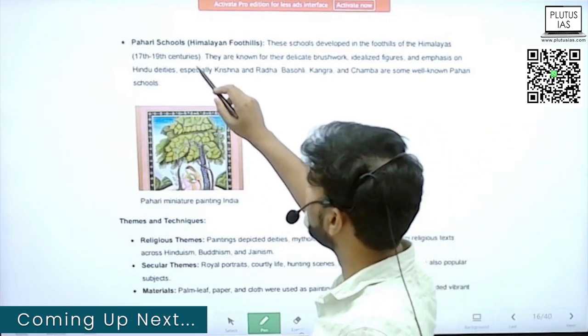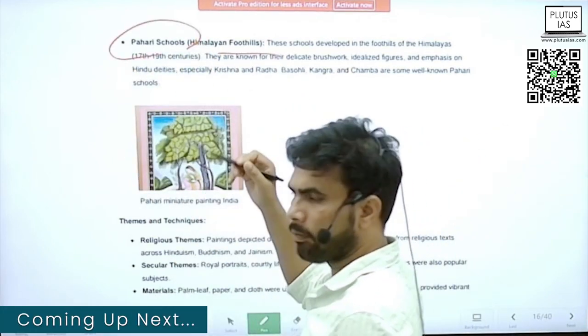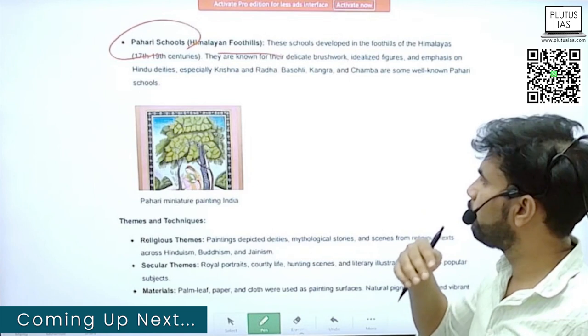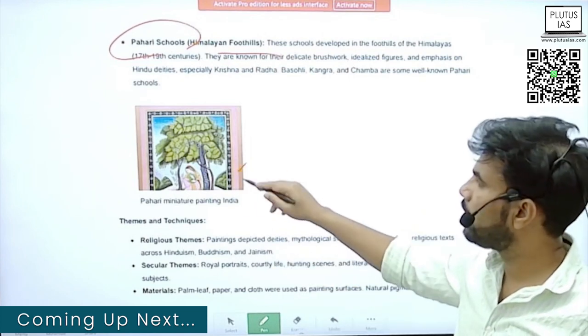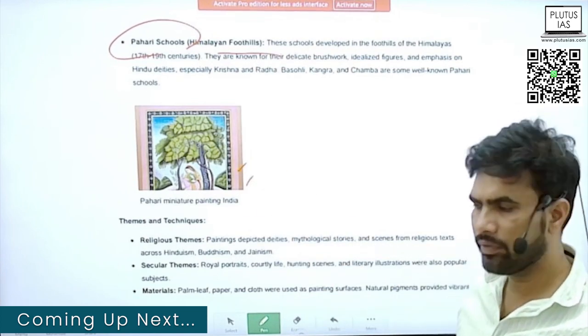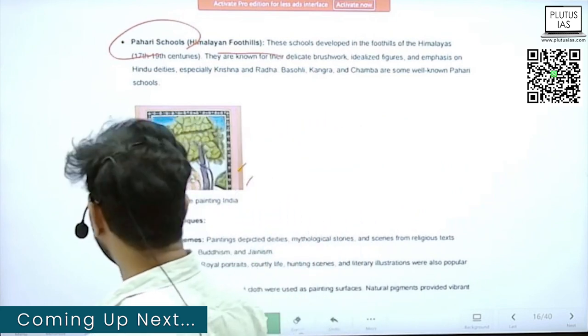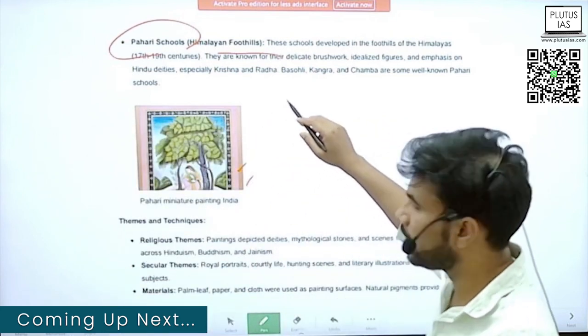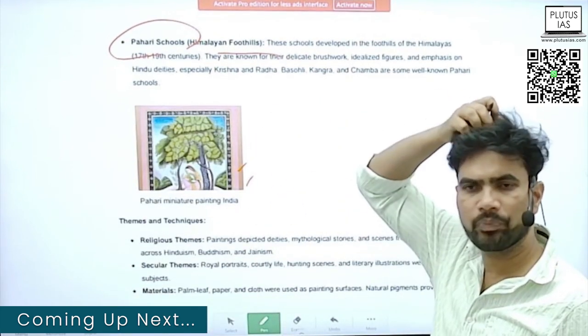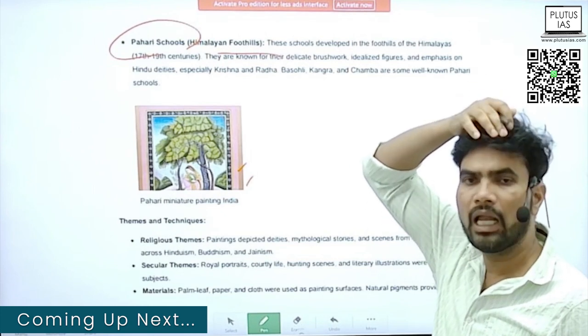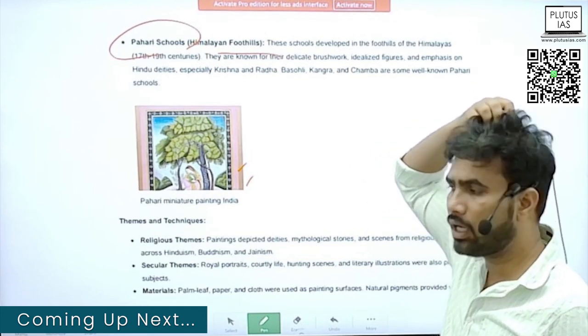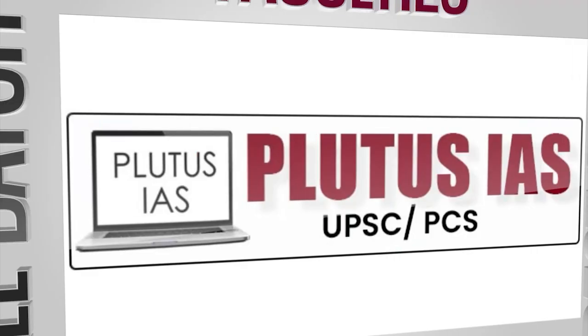Next are Pahadi schools. They have flourished in the Himalayan foothills. They have also added a great heritage to the Indian culture. In Pahadi also, there are various sub-schools, like the Kangra school, etc. We will also try to see them.